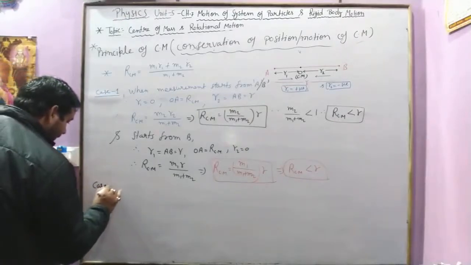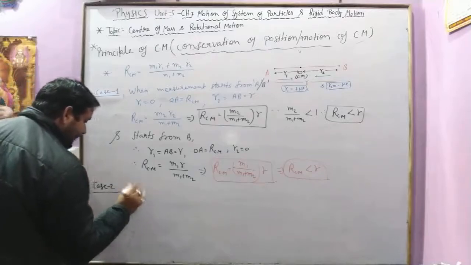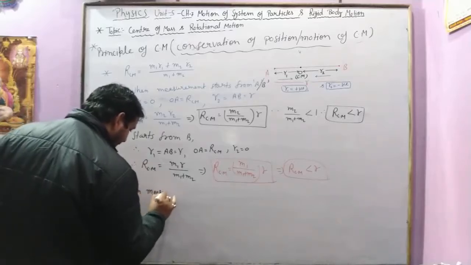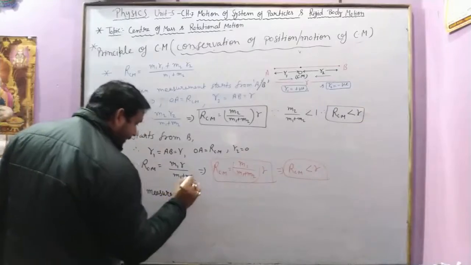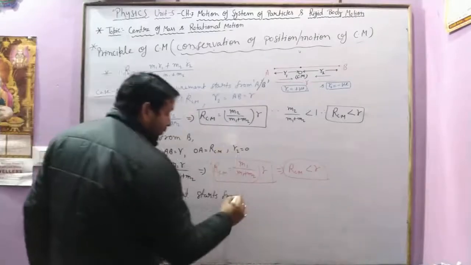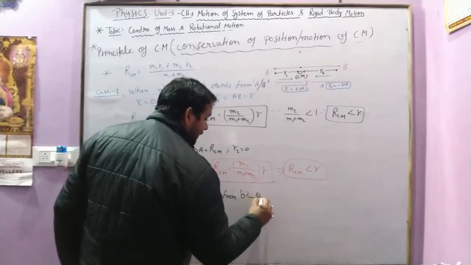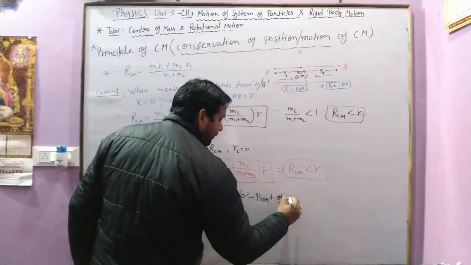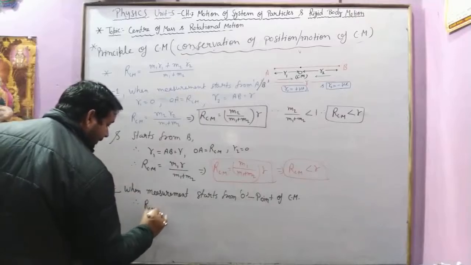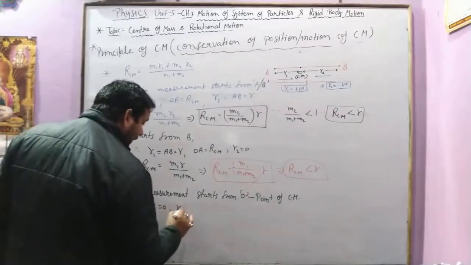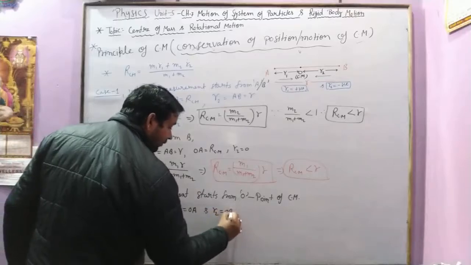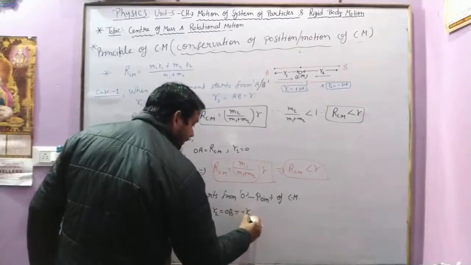Okay, and the important case is case 3. When measurement starts from O, which means the point of center of mass, therefore RCM is equal to 0, R1 is equal to OA and R2 is equal to OB, which is minus R2.